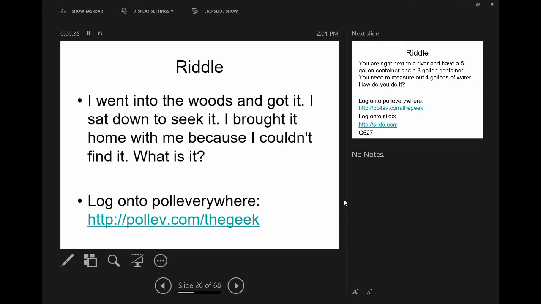Let's go ahead and look at a riddle. So I went into the woods and got it. I sat down to seek it. I brought it home with me because I couldn't find it. What is it? The will to live.